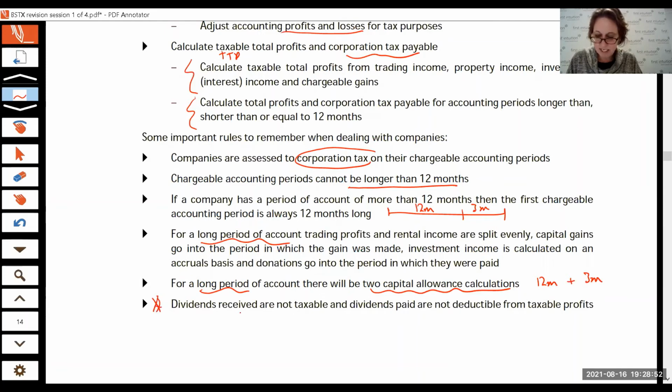And dividends received are not taxable. Dividends paid are not deductible. Dividends just don't appear in our trading profit section, and therefore we don't have to adjust for them. So use the reference material. A lot of what is included in those notes there are included also in your exam. So let's see if we can put this into practice with task 5. Let's see how we go.